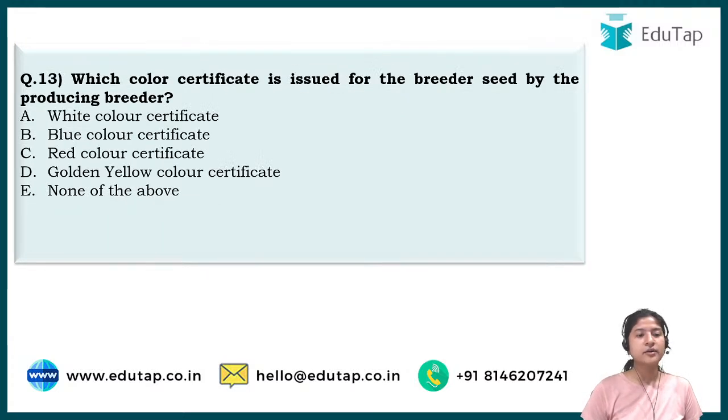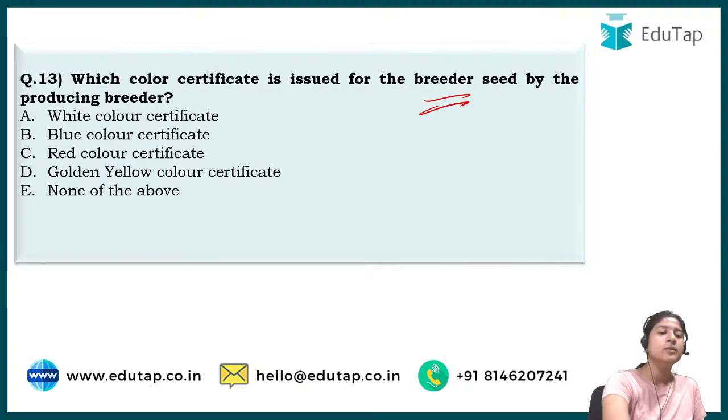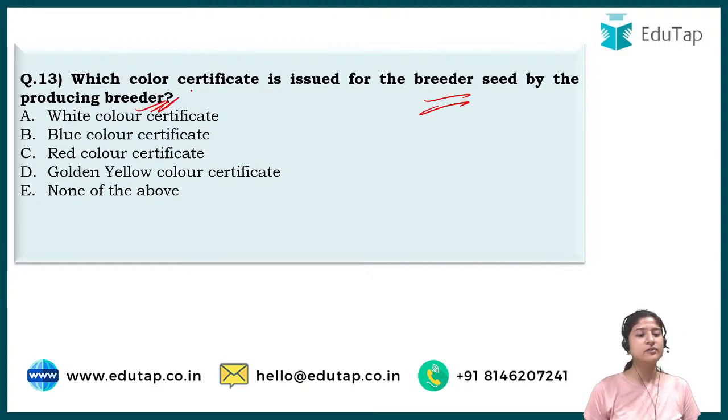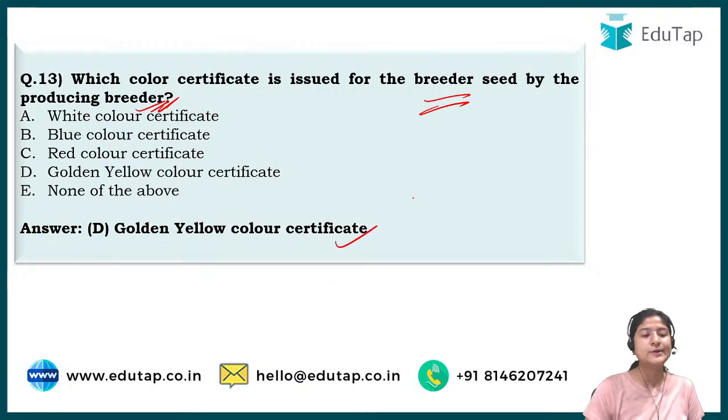Next comes, which color certificate is issued for the breeder seed? Again a question from seed certification tags. In 2018 we had one, in 2019 we had two, I guess one in the first phase and one in the second phase, on the breeder seed. So basically in breeder seed, what kind of seed tag is there? Arun says D. The correct answer to this is option D only, that is golden yellow color certificate.